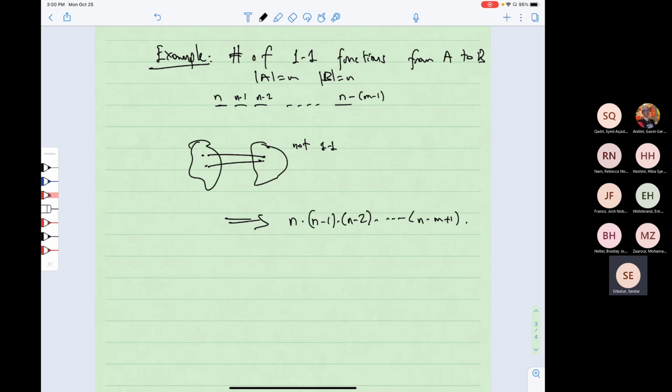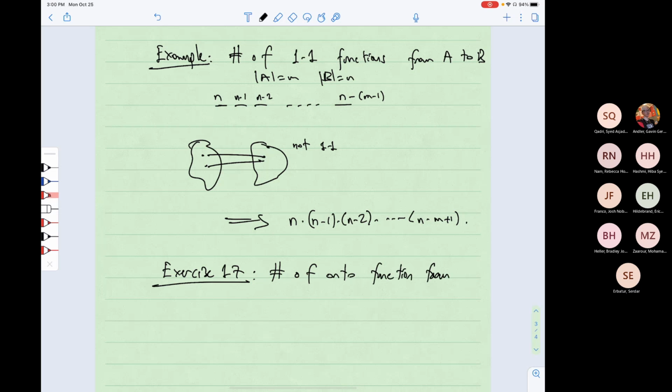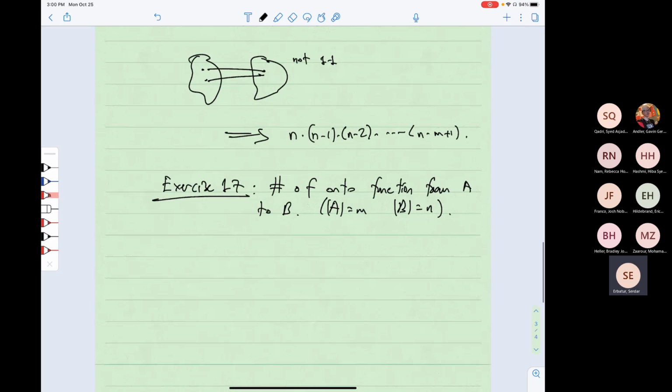Then exercise 17: the number of onto functions from A to B, right? Cardinality of A is m, cardinality of B is n. Okay, so something like that. What else? Or how about this?